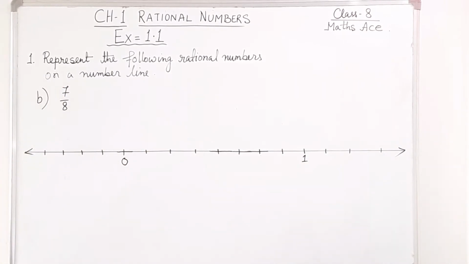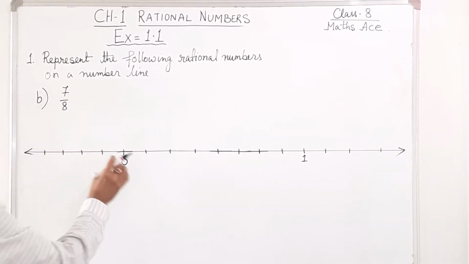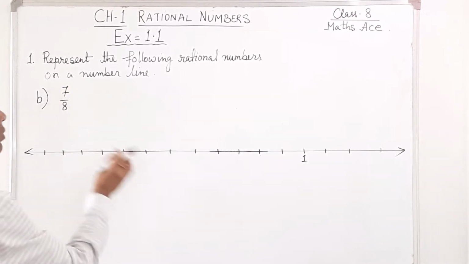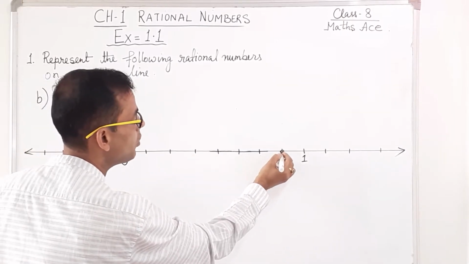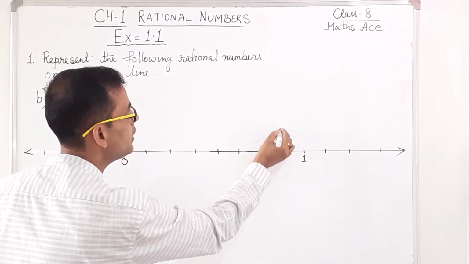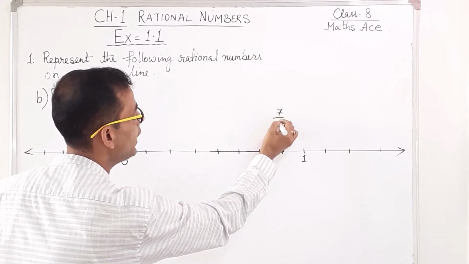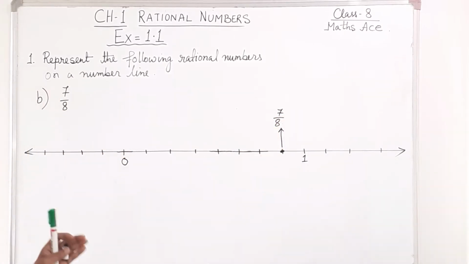Clear? Understanding or no? Now 7 by 8 will be what? 7 boxes out of 8 boxes. 1, 2, 3, 4, 5, 6, 7. So 7 boxes. So this one will be the point 7 by 8. I think you have understood.